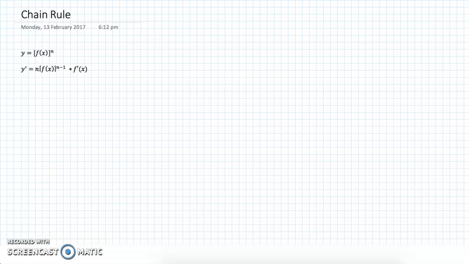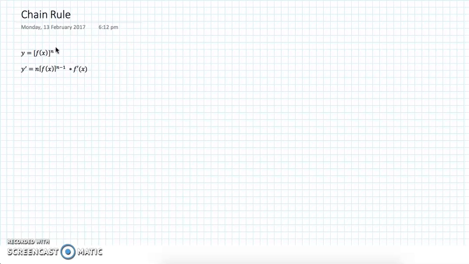So by now you should be familiar with the basics of differentiation. What I'm going to talk about now is some of the rules of differentiation, and we'll start with the first one. It's probably the easiest to understand. It's called the chain rule.